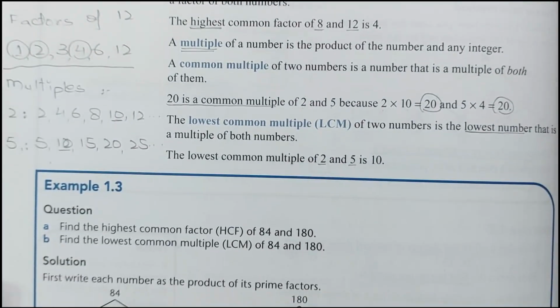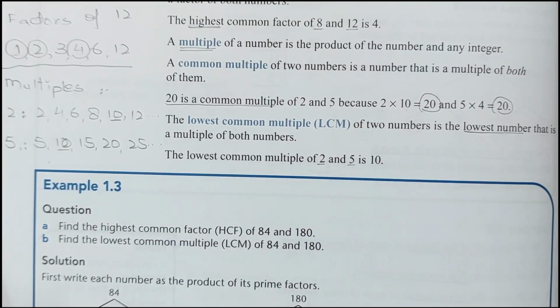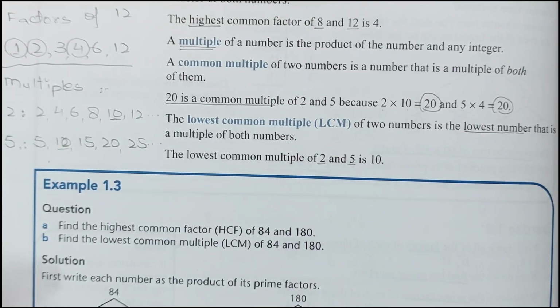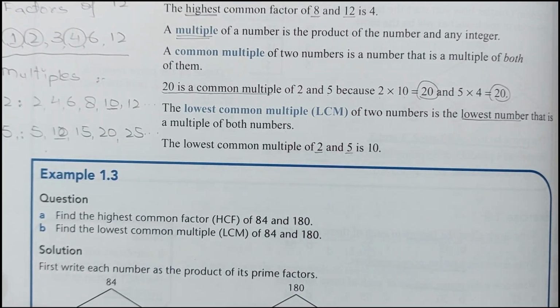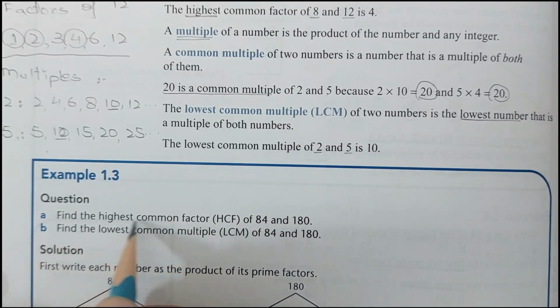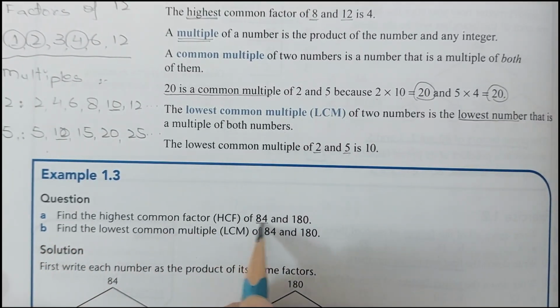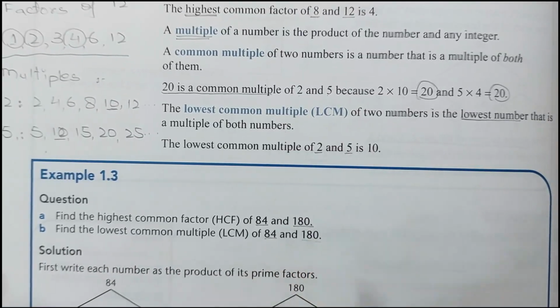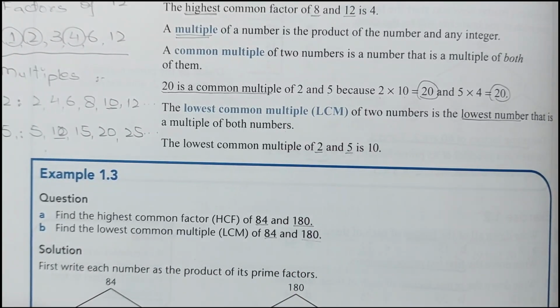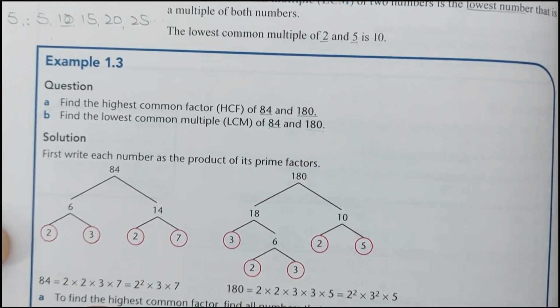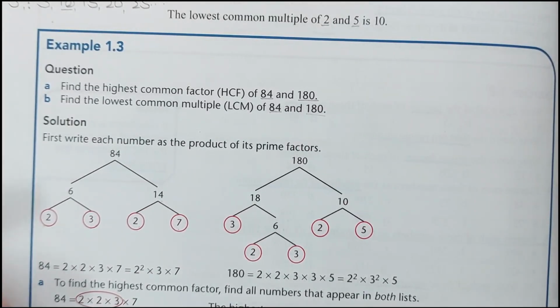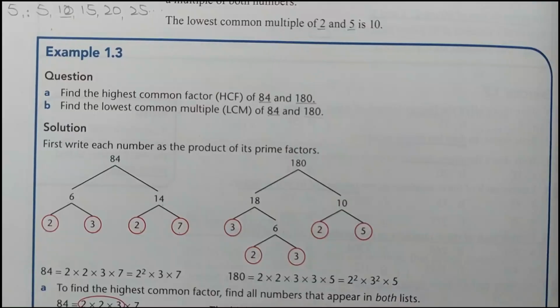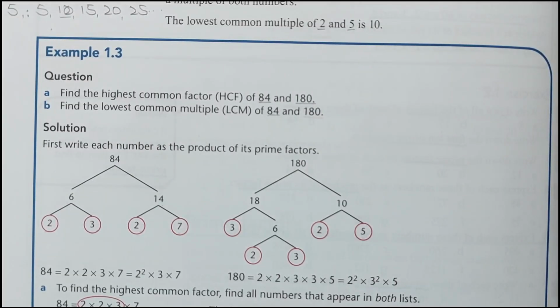Let's do an example to make more understanding about the highest common factor and the lowest common multiple. Okay, so the question says find the highest common factor of 84 and 180 and the lowest common multiple of 84 and 180. So first, for doing the highest common factor or lowest common multiple, the first thing is to find out their prime factors, which we have already done in the previous video.